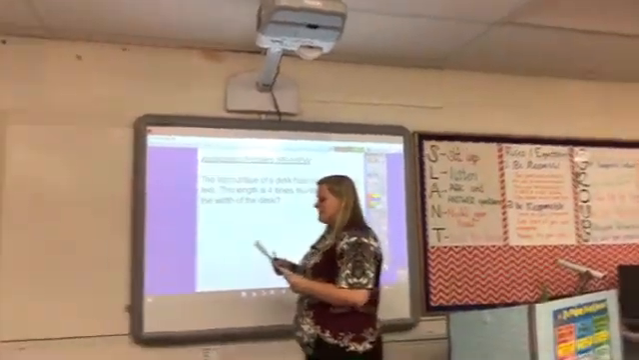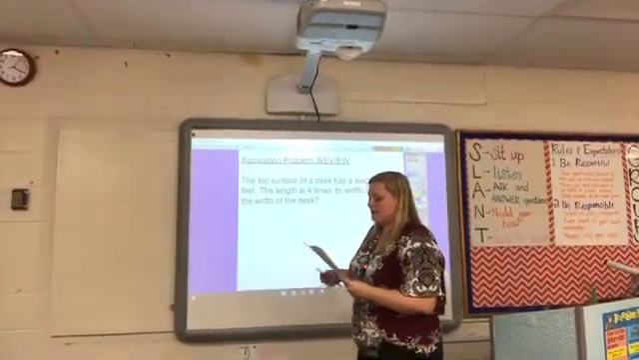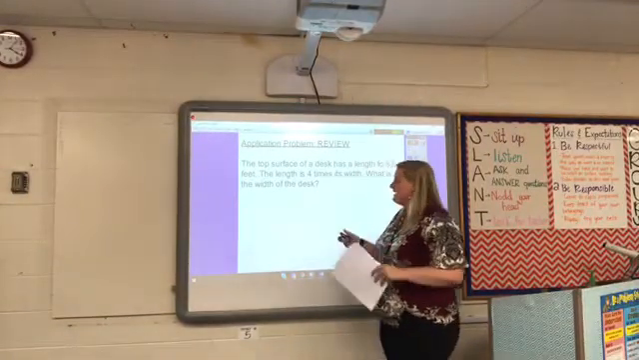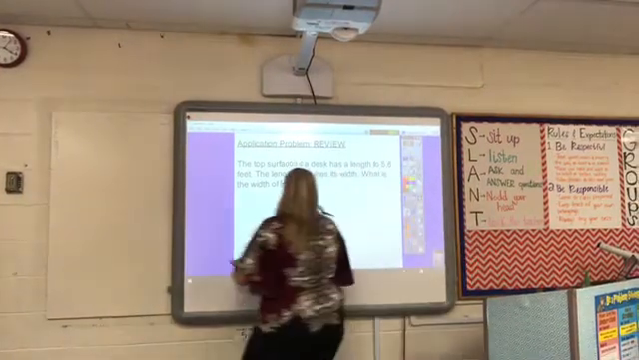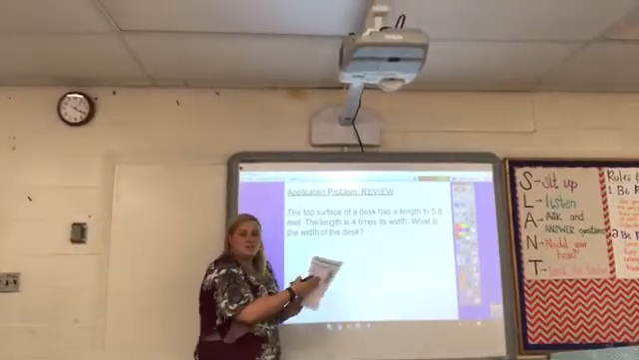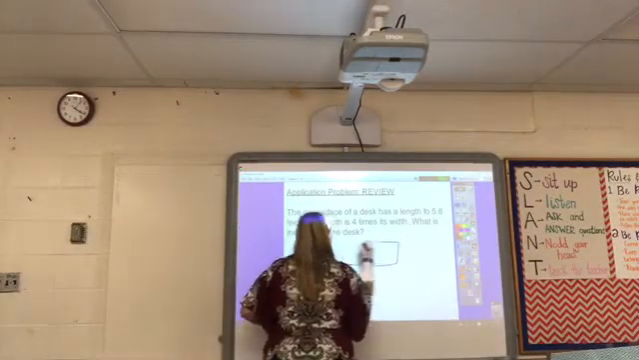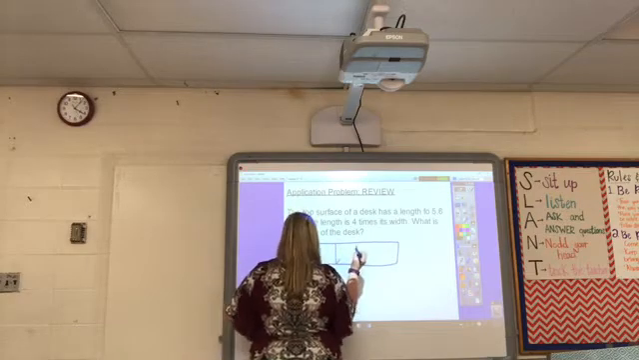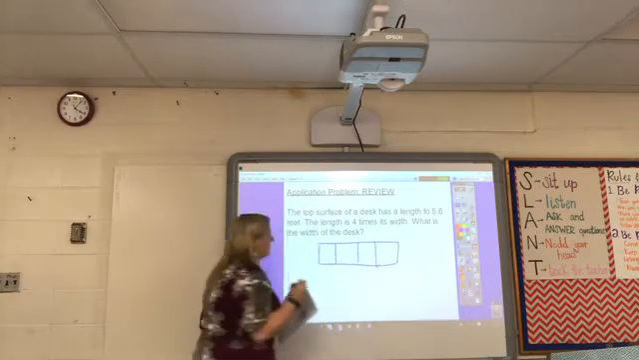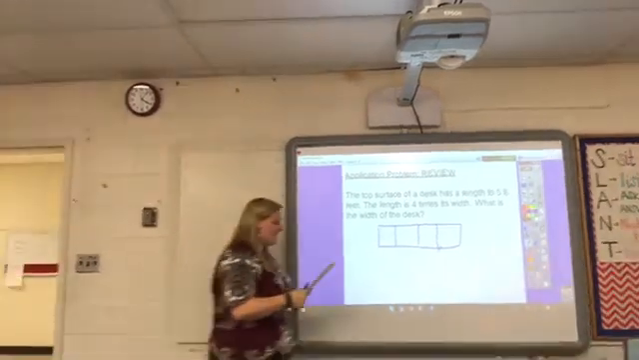The length is 4 times the width. What is the width of the desk? So the top surface of the desk is 5.6 feet. Okay. So what you're going to draw is, it gives you the example. So you're just doing exactly what it says. So you're drawing this, by 4. Okay. So you divide it up into 4. My lines aren't equal. Okay.